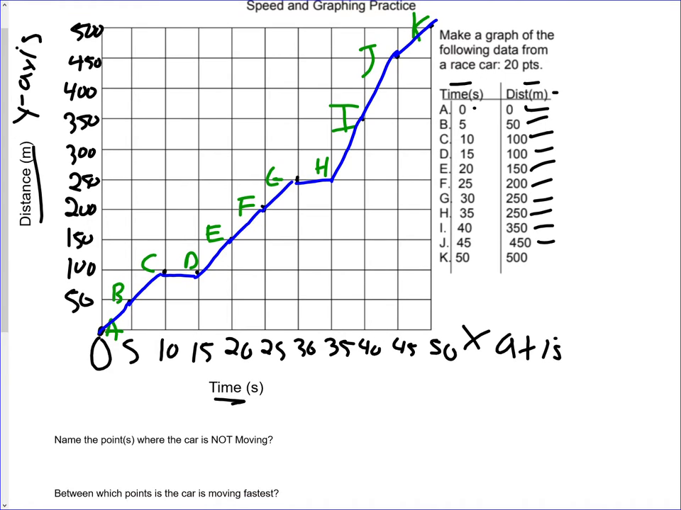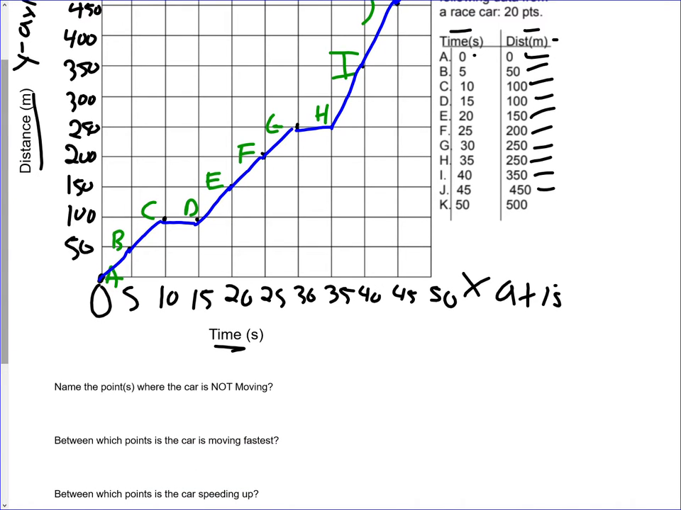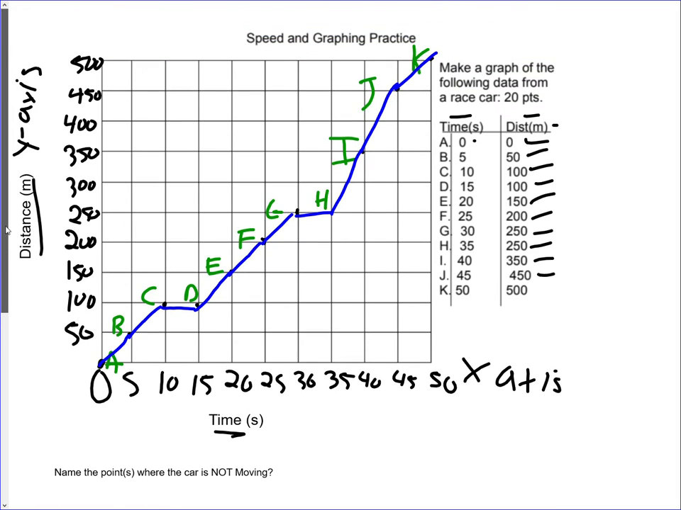If I scroll down, our first question is saying name the points where the car is not moving, okay? So if we look at this, when a car is not moving, it's going to have the same distance. So if you notice, from C to D, it stays at 100. So at 10 seconds it's at 100 meters, and at 15 seconds it's 100 meters. So that means the car didn't move. It's staying at 100.